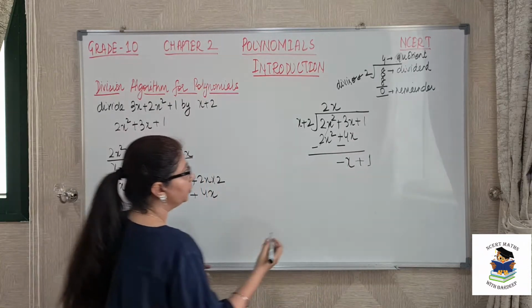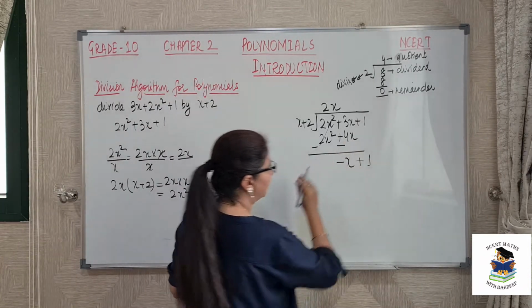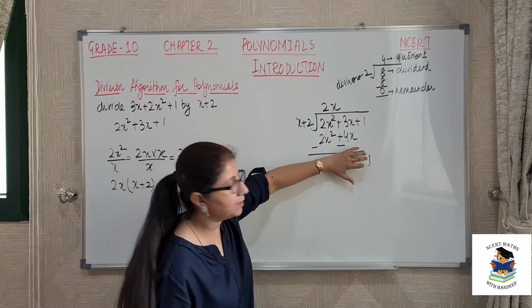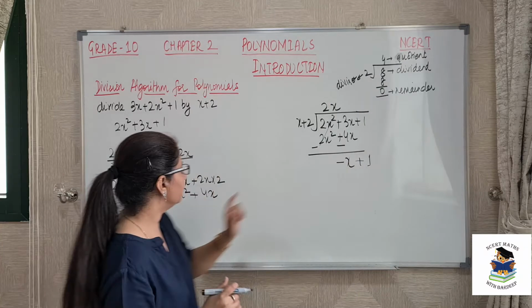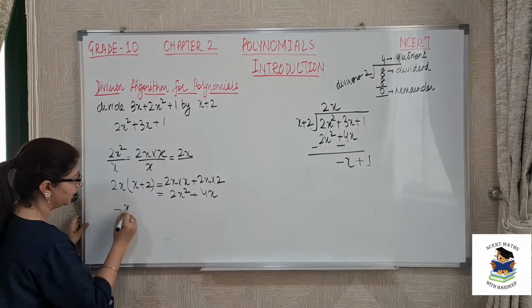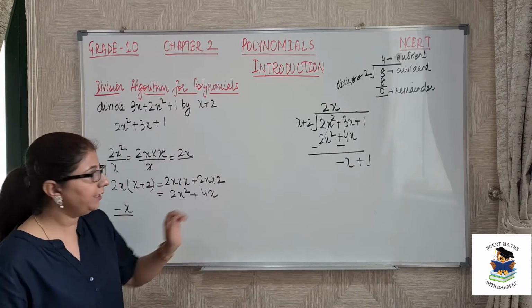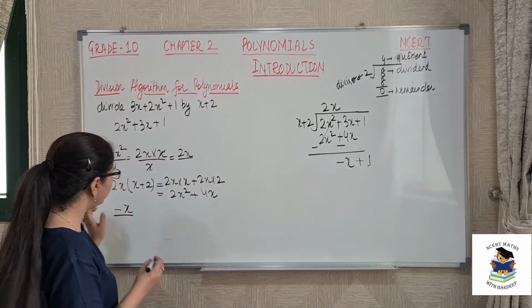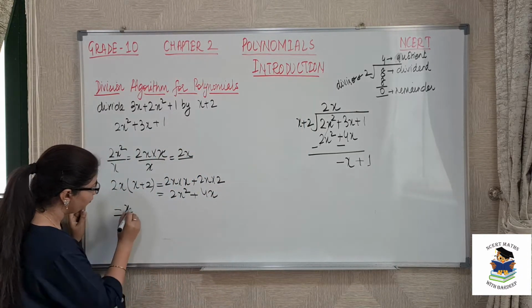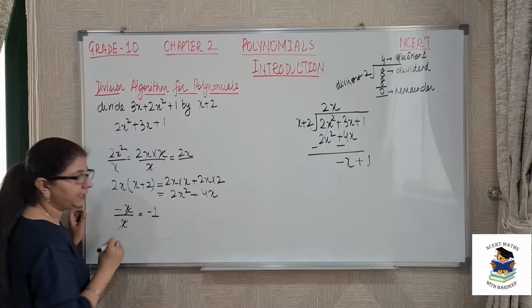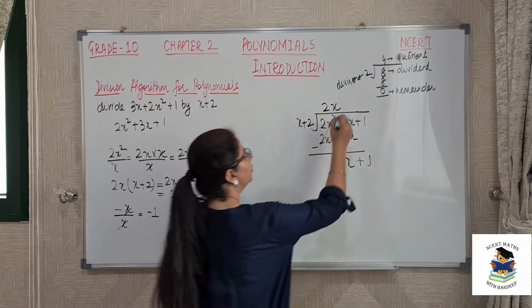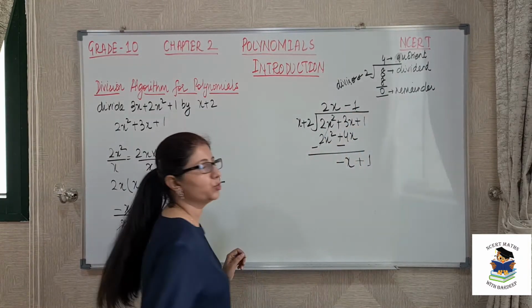What to do now? Again we will take the highest degree term of your dividend. In this case, now this is our dividend, so this is minus x. And we will divide this with the highest degree term of the divisor, that is again x. So this will be cancelled and this is minus 1. So this minus 1 will be the quotient. So here we will write minus 1.